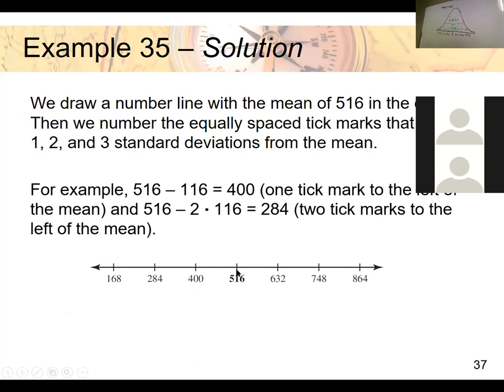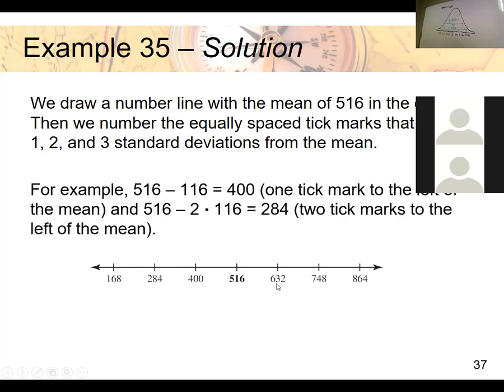So here the center, that's the mean, 516. If we go to the left, that standard deviation was 116. If I go one below, I have to subtract 116 to get 400. Another 116 gives me 284, and then to go one below that, we subtract another 116 to get 168. To get the numbers on the right side, we had to add 116.